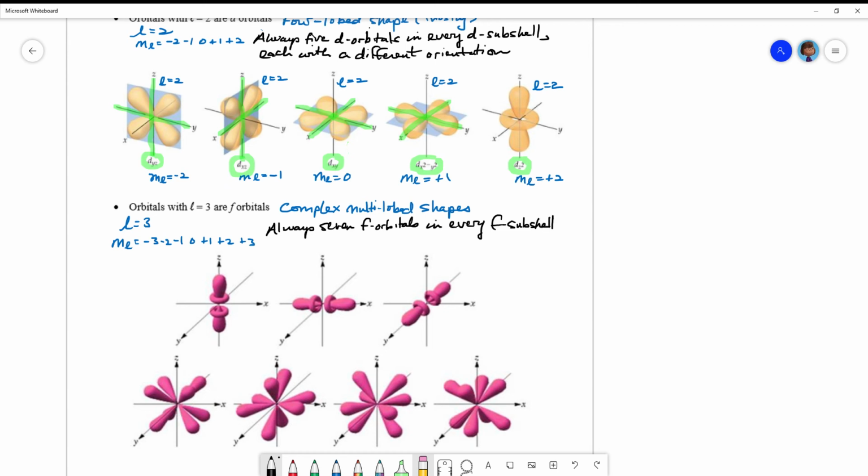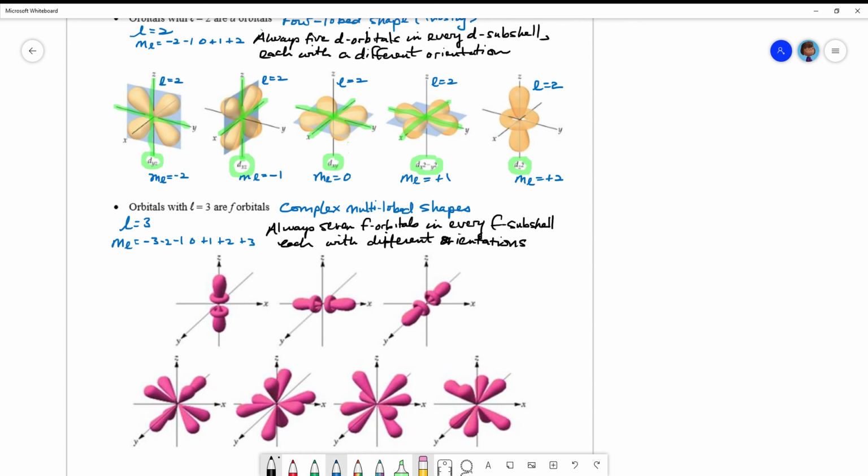And once again, what are we seeing? Different orientations of these orbitals. And yes, all of them don't look exactly the same, but the mathematics still places them all as f orbitals. So each with different, what was I writing here? Orientations was the word I'm missing.